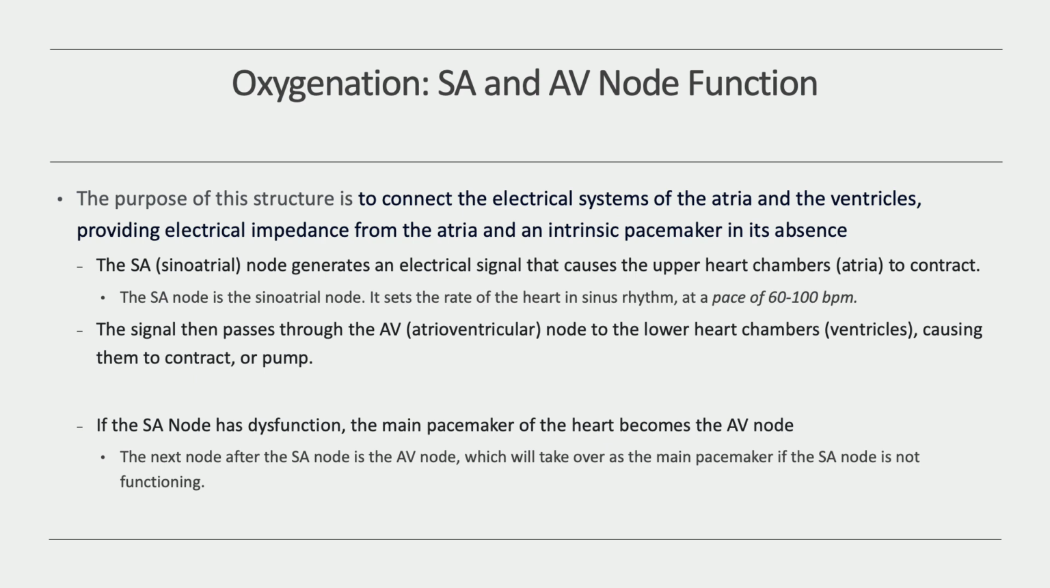So what happens when we have SA dysfunction? Well, it's very simple. It goes into the backup system of the AV node, right? So after the SA node has dysfunction, it goes to the AV node. It'll take over as the main pacemaker of the system, and it's functioning as well.